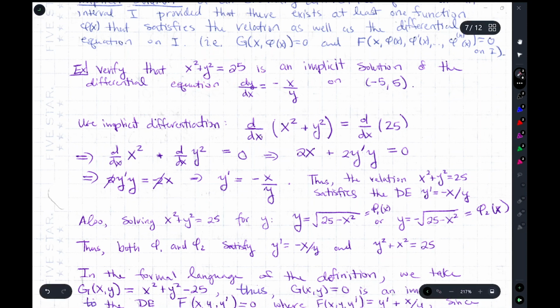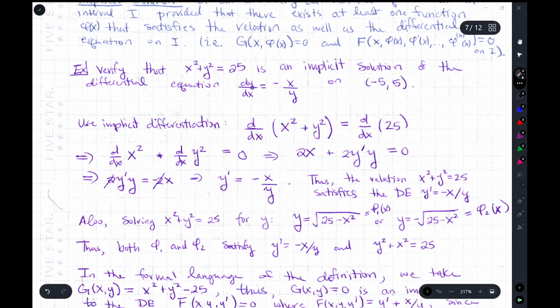A circle is not a function. For a given x, you could get a positive value or a negative value. So you could have plus square root of 25 minus x squared, or minus. So this is not a function. It's a circle. It's a relation, and so we're going to use implicit differentiation to check that regardless of where we are on this circle, we still satisfy the differential equation.